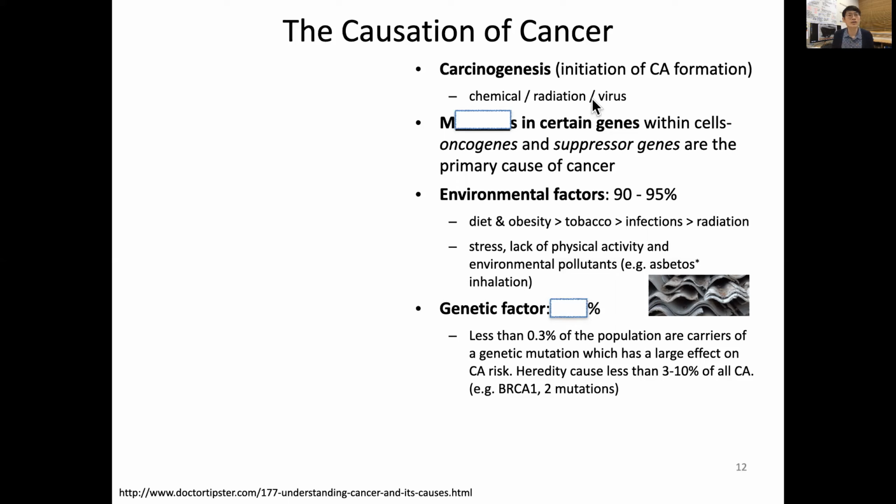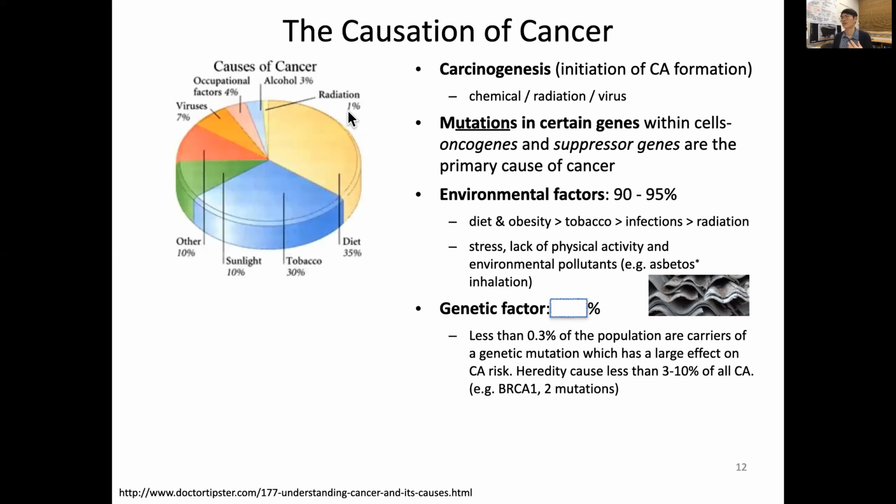Or even some viruses are known to cause cancer. In earlier times in history, we considered viruses may be the dominant factor, which turned out not to be true, but still some viral infection and persistent infection can cause cancer. So in the end, mutations in certain genes, especially oncogenes and tumor suppressor genes, are the primary cause of cancer. So mutations are very important. Now let's look at some data on what causes cancer.